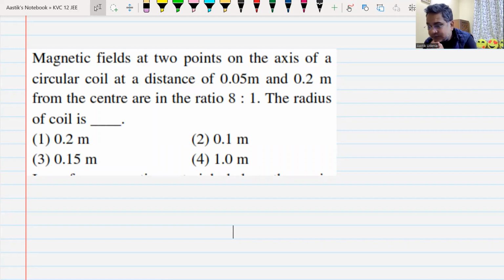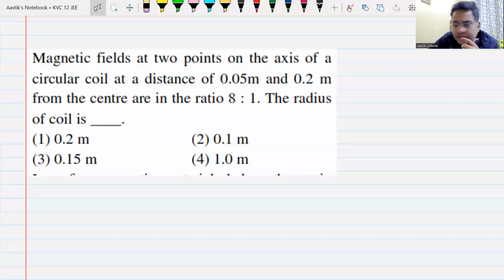Magnetic fields at 2 points on the axis of a circular coil at a distance of 0.05 and 0.2 meters from the center are in the ratio 8 is to 1. What is the radius of the coil? I'll give you 2 minutes to give me the answer. Can you tell me how did you try this question? Magnetic field equals to mu naught I by 2 into r square by x square plus r square whole power 3 by 2, using that formula.